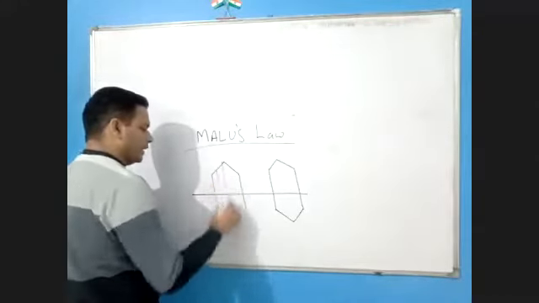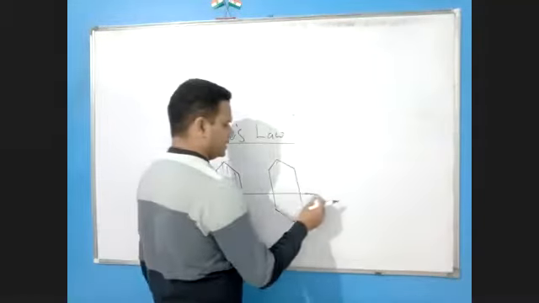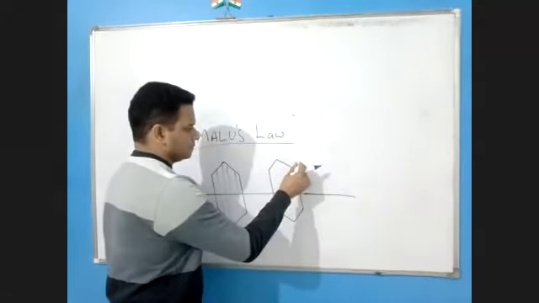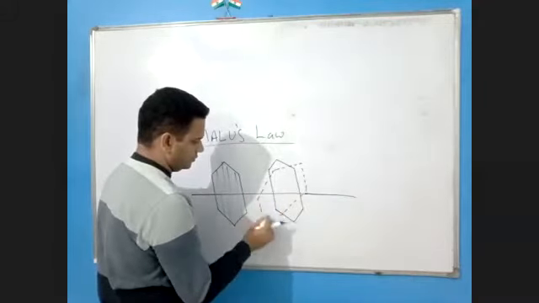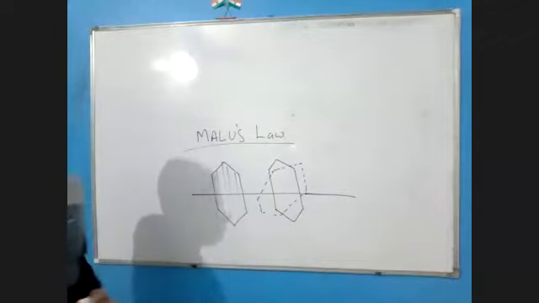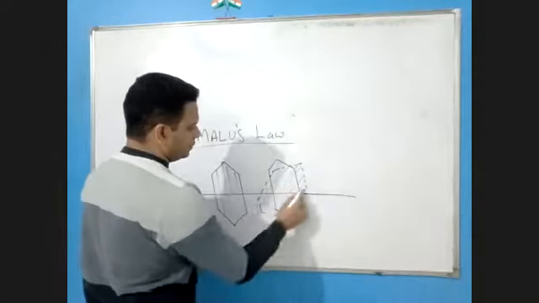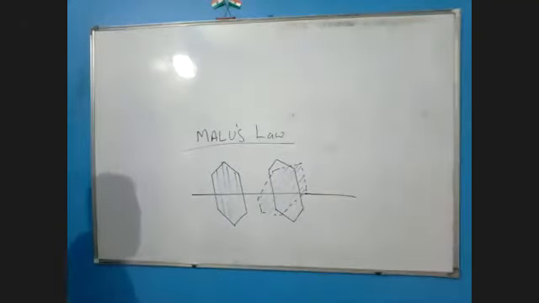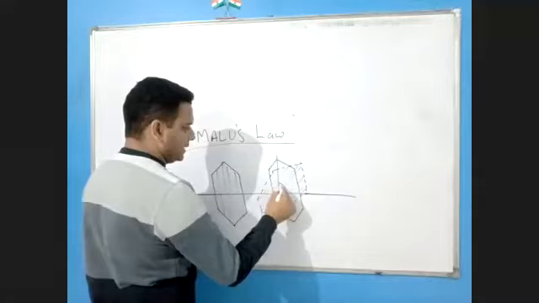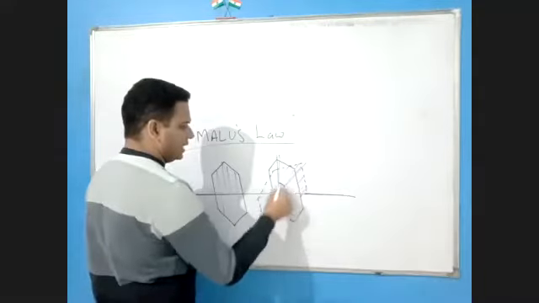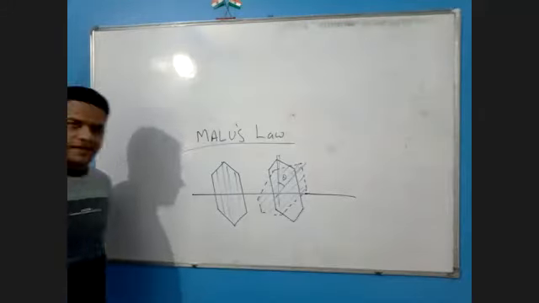Sir, the polarizer has its own optic axis. When the analyzer gets rotated, in this condition, let this one be the axis of the analyzer. So the angle between the polarizer and analyzer is theta.